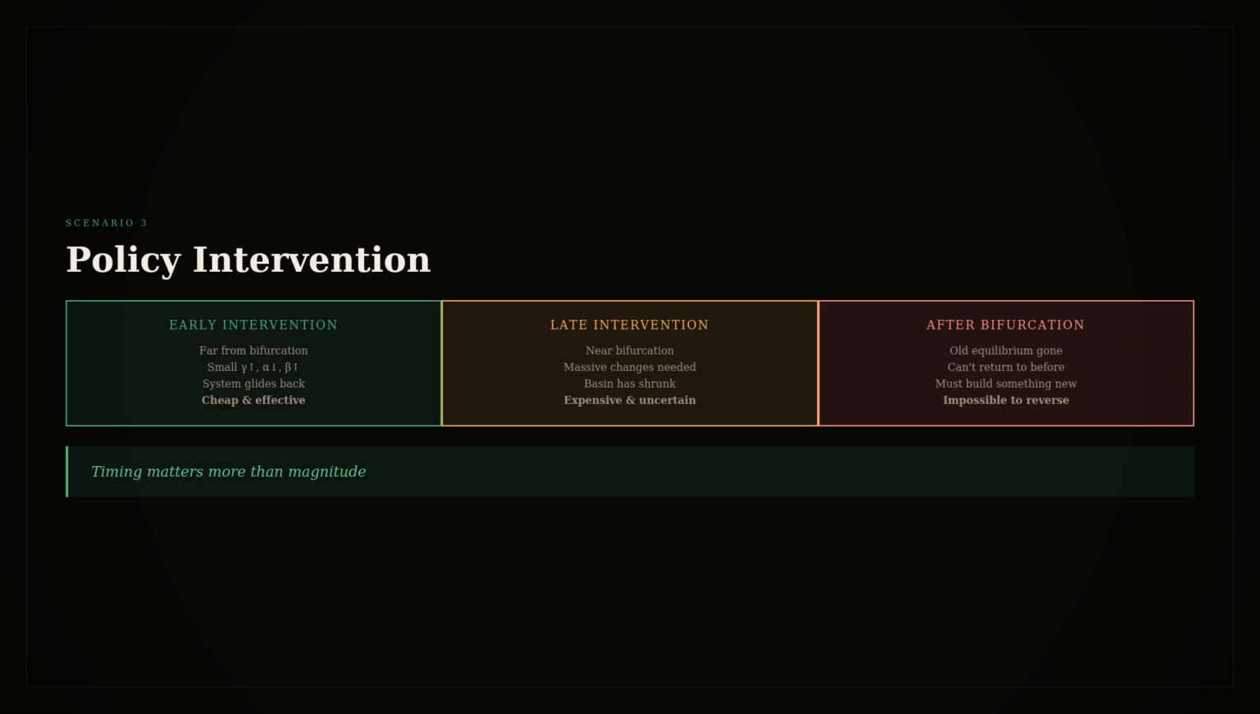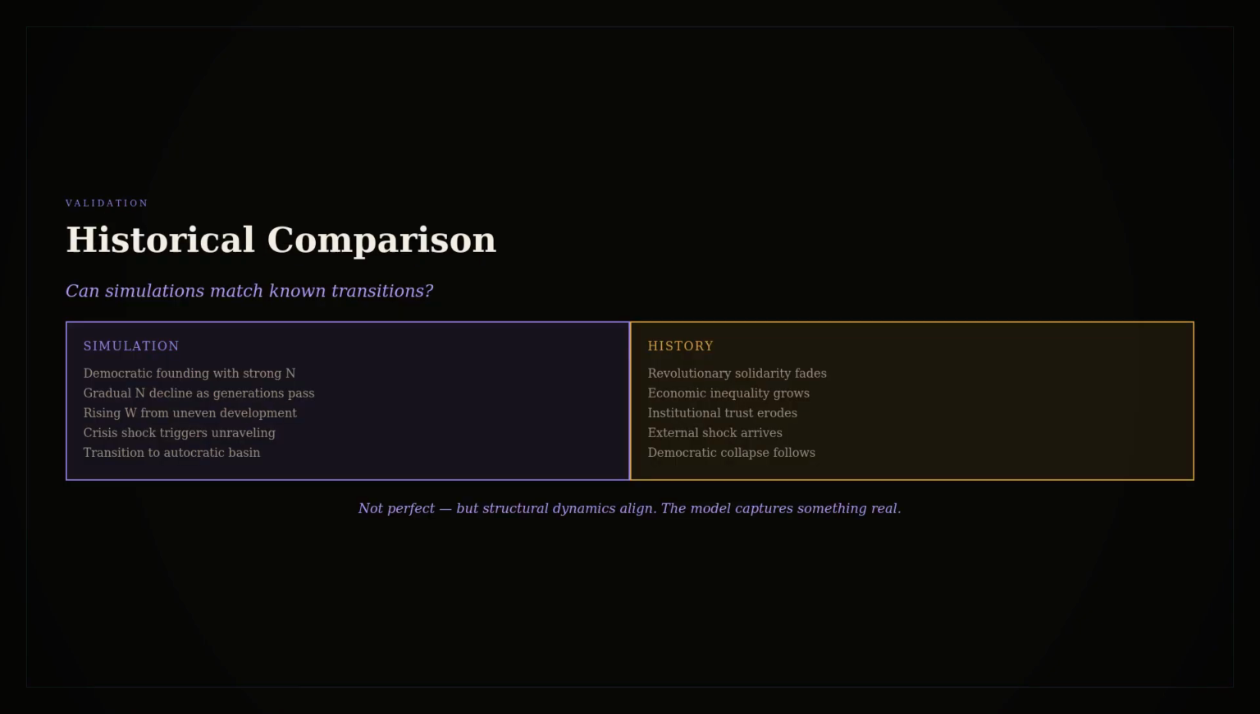Can simulations match history? Let's try to reproduce a known transition. Consider a society that democratized, remained stable for decades, then collapsed into autocracy. We won't name it, because we want to focus on the pattern, not the particulars. We set parameters to match initial conditions at the democratic founding. Strong N from revolutionary solidarity. Moderate W, high hopes reflected in gamma.